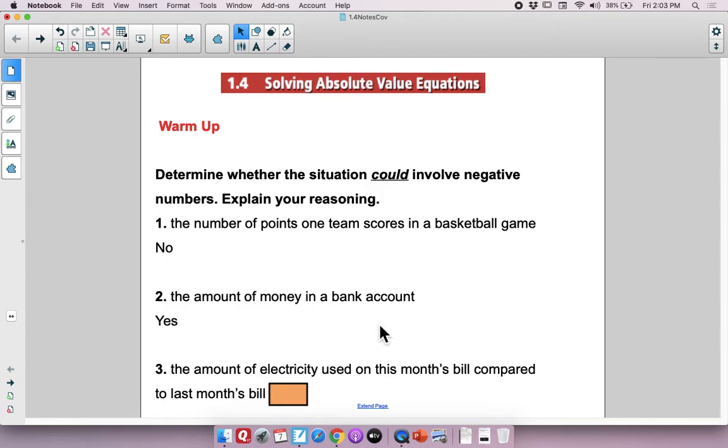And then the last one here, the amount of electricity used on this month's bill compared to last month's bill. I put yes because it could go down. So if the amount used went from whatever kilowatts and then it went down, you could say that the change or the amount used was a negative. But usually when you're talking about the amount of something, it's in positives. But you could. So those are arguable.